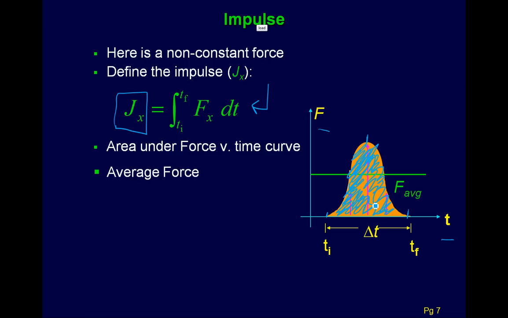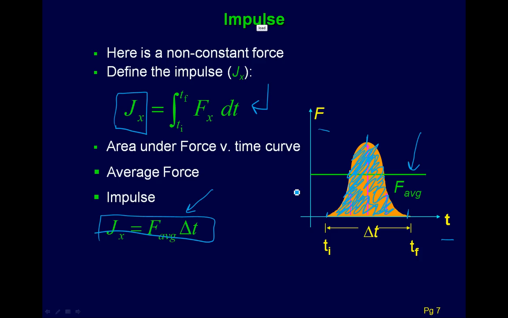So the force is not constant, but we can come up with some sort of an average force that represents this impulse, and then set it up like this here, so that the impulse is equal to this average force times the change in time. A lot of times we won't care what the actual force is, and the average force would be good enough.